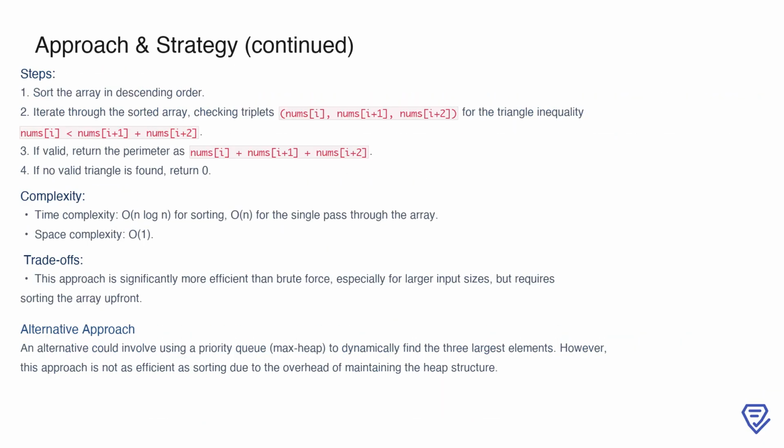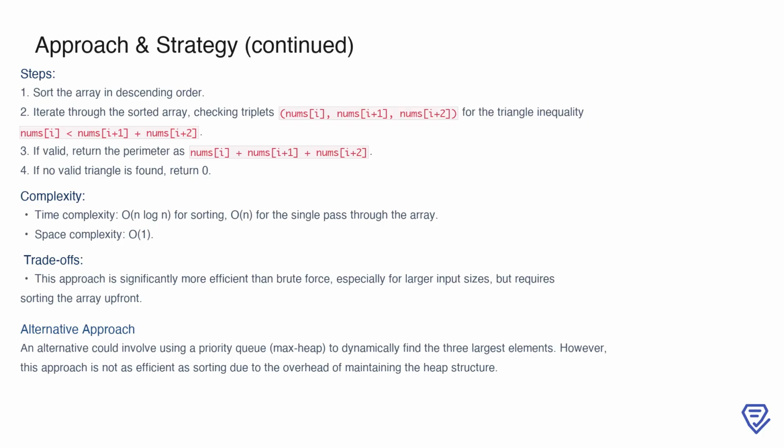The optimized approach begins by sorting the array in descending order. This ensures that the largest possible side lengths are considered first, making it easier to identify the largest valid triangle. Once the array is sorted, we iterate through it, checking consecutive triplets to see if they satisfy the triangle inequality condition.